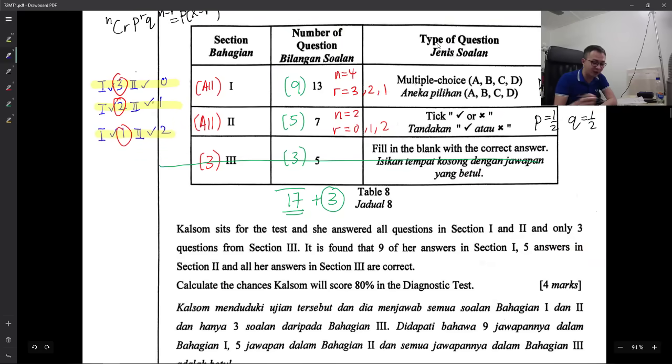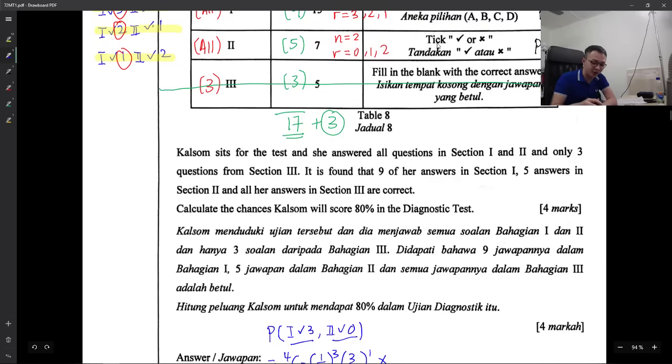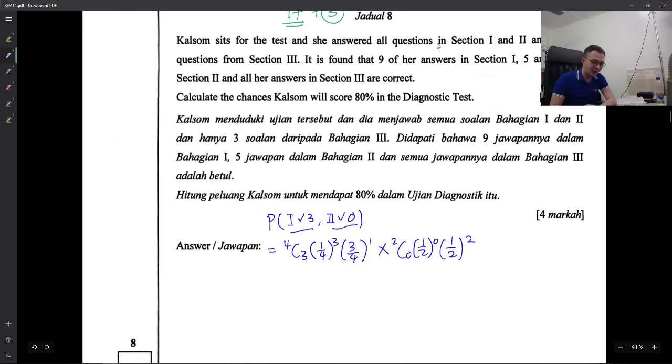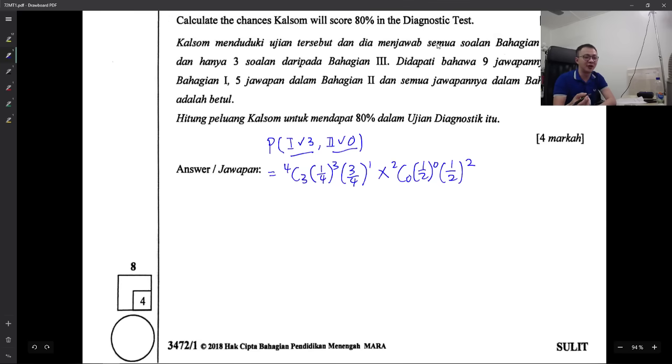R is 0 if got correct 0. P and Q is 1 over 2 each. So it will be 2C0, 1 over 2 power of 0, and this one will be 1 over 2 power of 2. Alright, this is how we got the first one.